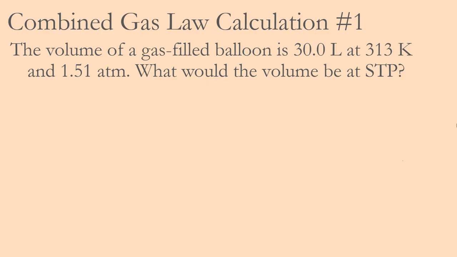Now, this problem is going to work very similarly to what we saw in our earlier gas laws. We have a volume of a gas-filled balloon is 30 liters at 313 Kelvin and 1.15 atmospheres of pressure, and we want to know what the final volume will be at STP. Now, STP we talked a little bit ago about. It means standard temperature and pressure, and I'll talk about that once we start setting up our problem.